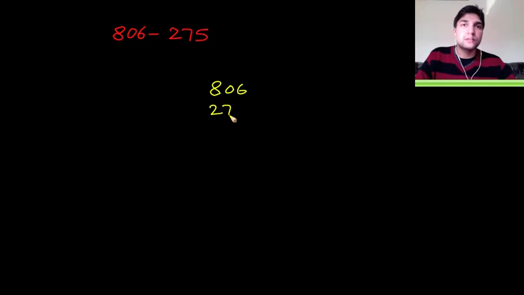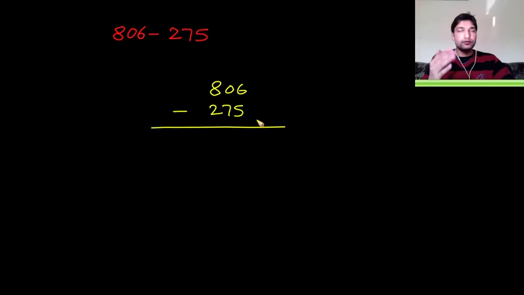806 and 275. We need to subtract these two numbers. 6 minus 5. Is it possible? Yes, it is possible because 5 is smaller than 6. So 5 can be easily subtracted from 6. So it will leave 1.